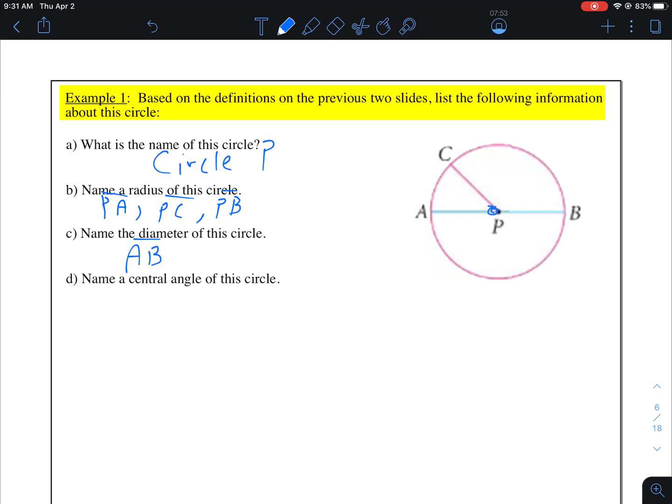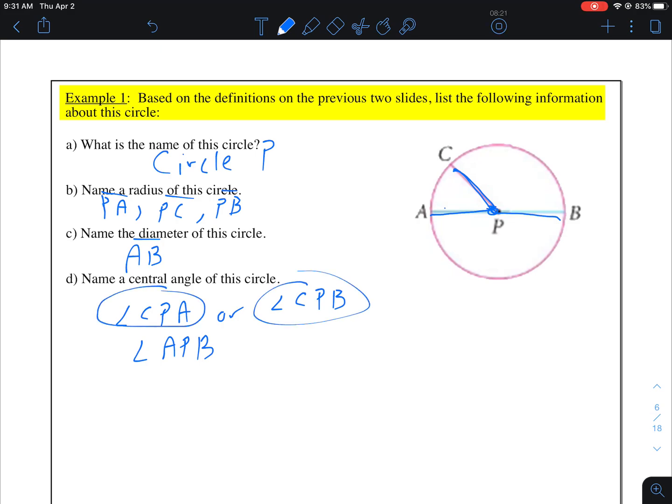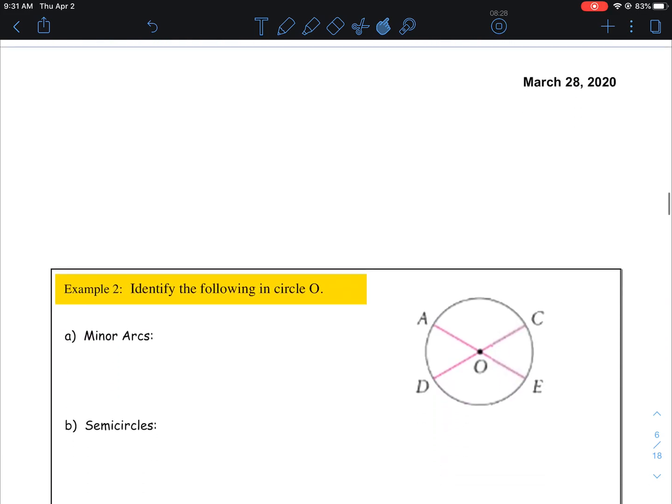That's any angle with P as its vertex. So like CPA or CPB. Now, if you wanted to get all fancy, you could even say angle APB. That's a straight angle, but that's kind of weird. You probably wouldn't do that. You would probably stick with these two. All right. So naming just parts is something that you could do.